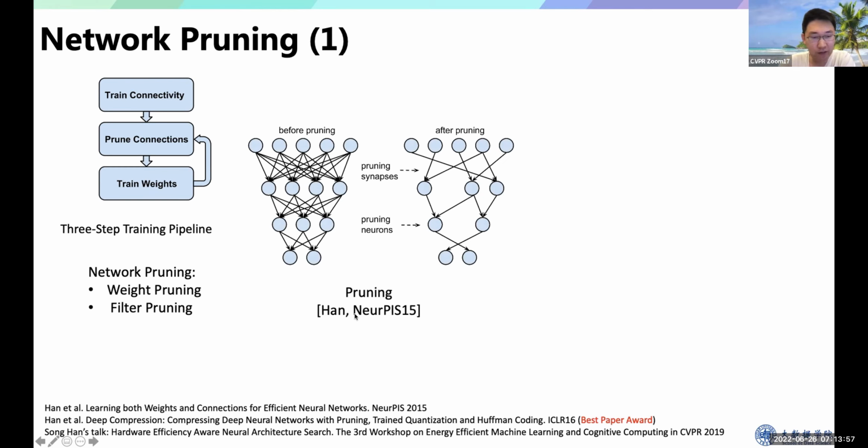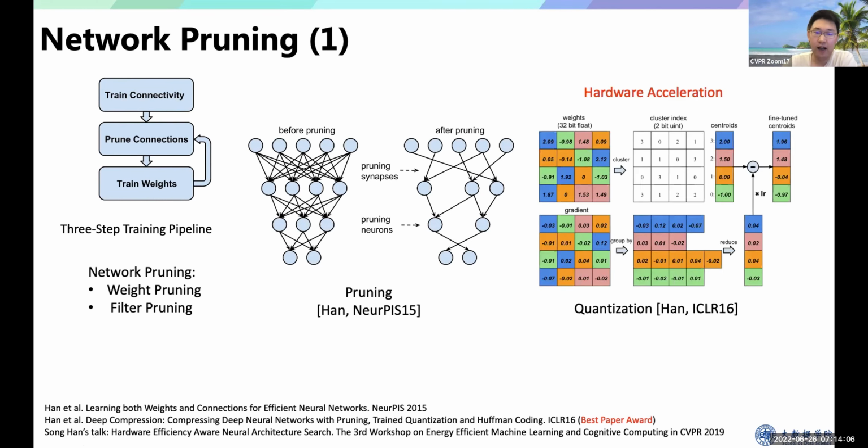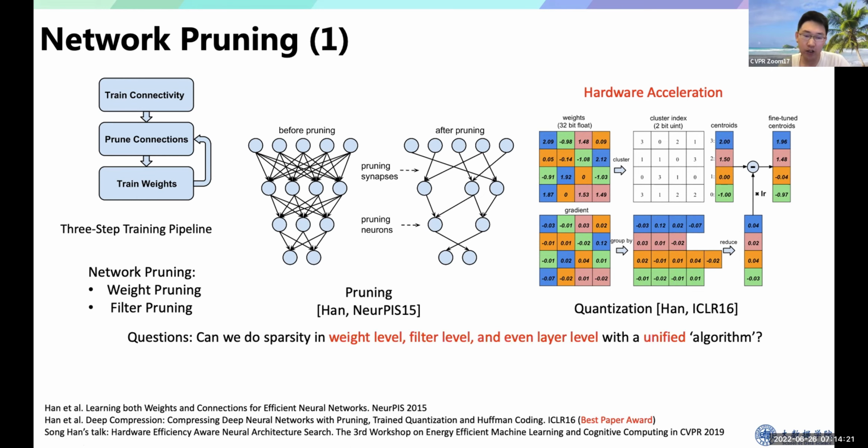This example paper is from Dr. Song Han from MIT. Actually, Dr. Song Han has a lot of work on this. Also, a quite related topic is quantization, which is useful for hardware acceleration. So our question here: can we do the sparsity in a unified algorithm? In the sense that we want to do the pruning at weight level, filter level, or even layer level. Can we do that? This is a question we can ask.